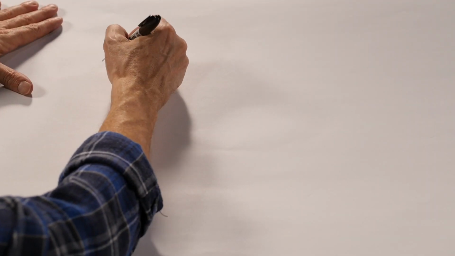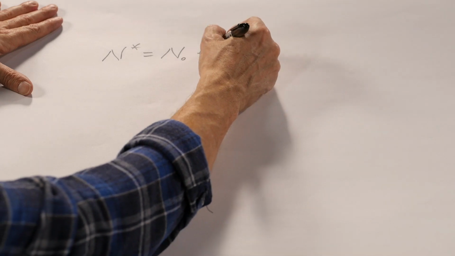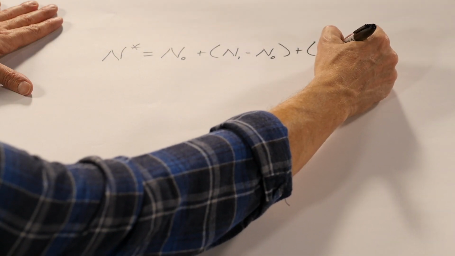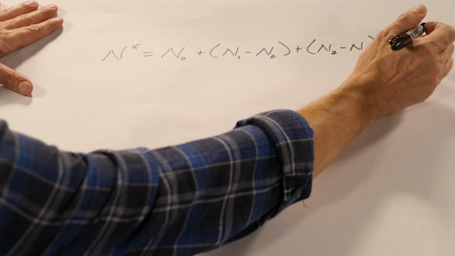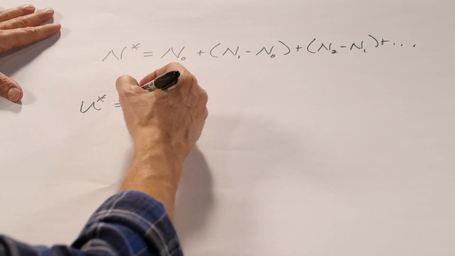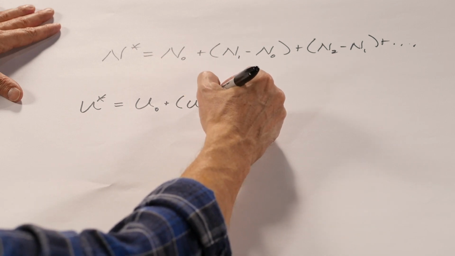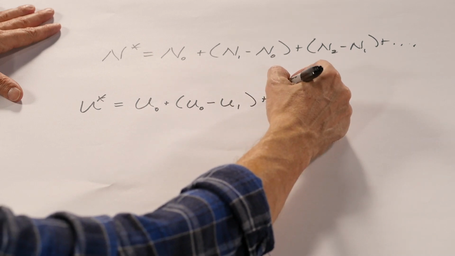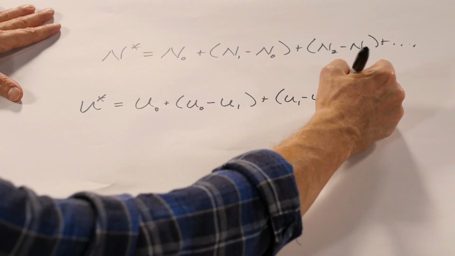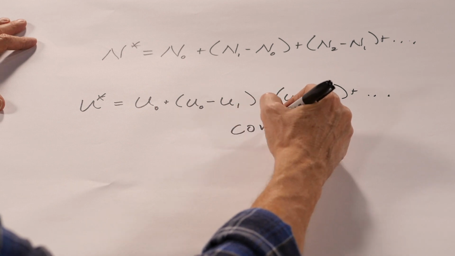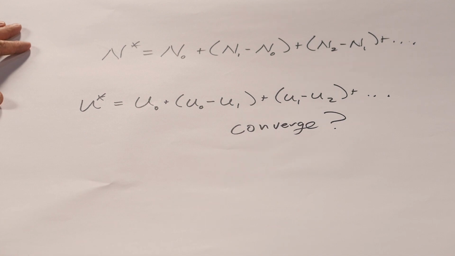So I'm going to rewrite the N star equals N naught plus N1 minus N naught plus N2 minus N1 plus dot dot dot. And for U, the way it looks is U star equals U naught plus U naught minus U1 plus U1 minus U2 plus so on and so forth. And depending on how you do it, this is either a plus sign in here and that's a minus sign and those are reversed, or vice versa. So this is where the real question is, do these converge? Or are they divergent, right?